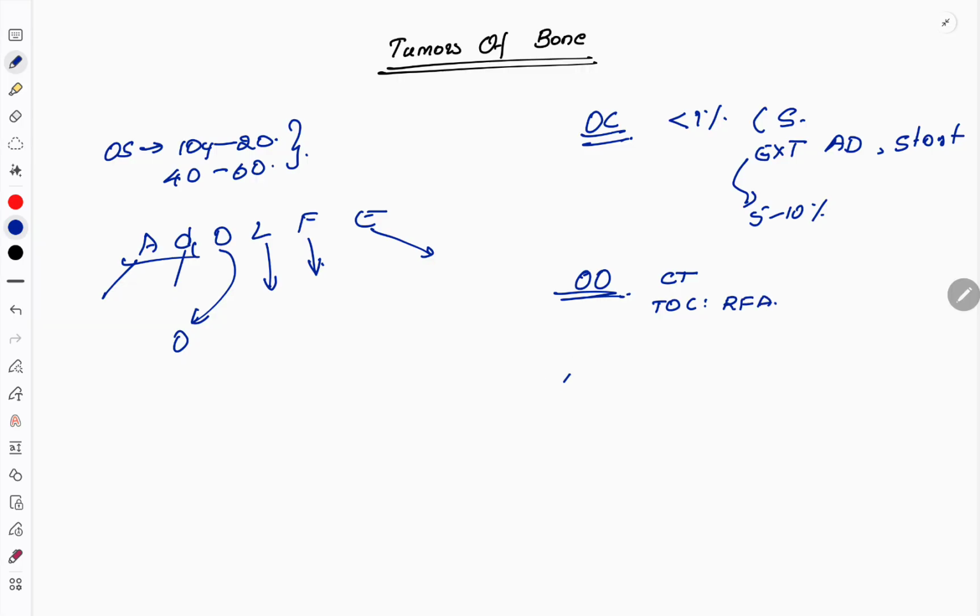Then it is enchondroma. Multiple enchondromas is known as Ollier's disease, affecting the metaphysis of the bones of your hand. Here there is a risk of malignancy, which is chondrosarcoma. Here also chondrosarcoma risk of malignancy is there. So here the treatment of choice is curettage and bone graft.